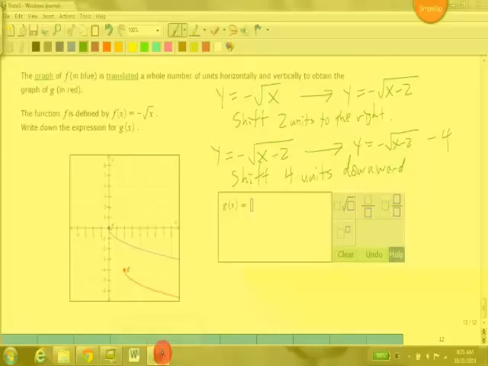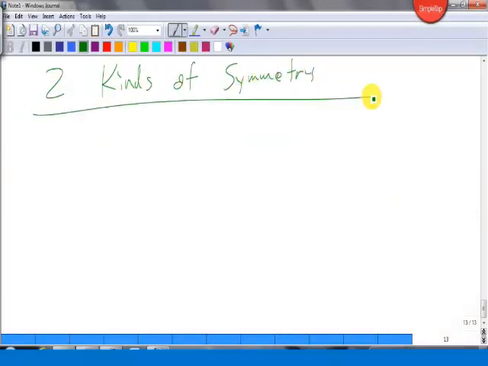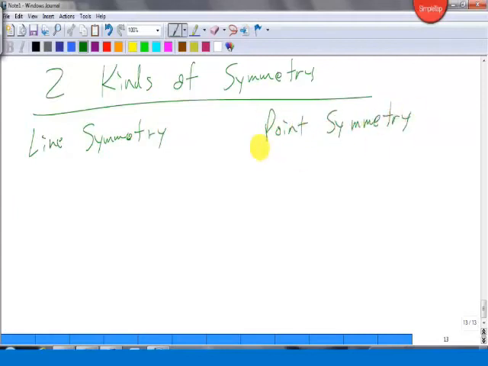Let me speak about symmetry in a little bit more generality than that. I want to start off by talking about two kinds of symmetry: line symmetry, or symmetry with respect to a line, and point symmetry. And just see how we would go about constructing this type of symmetry if we're given a partial graph. So let's go with the line. Now, the two key lines we're going to be interested in are the x-axis and the y-axis.